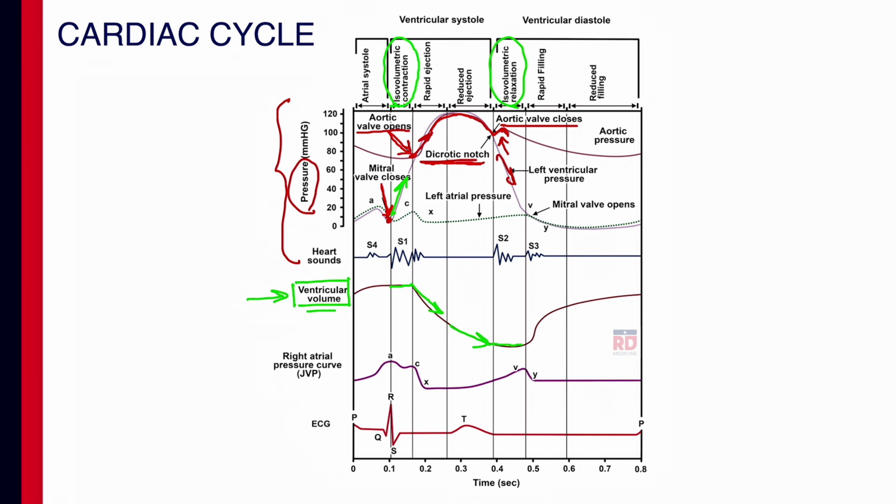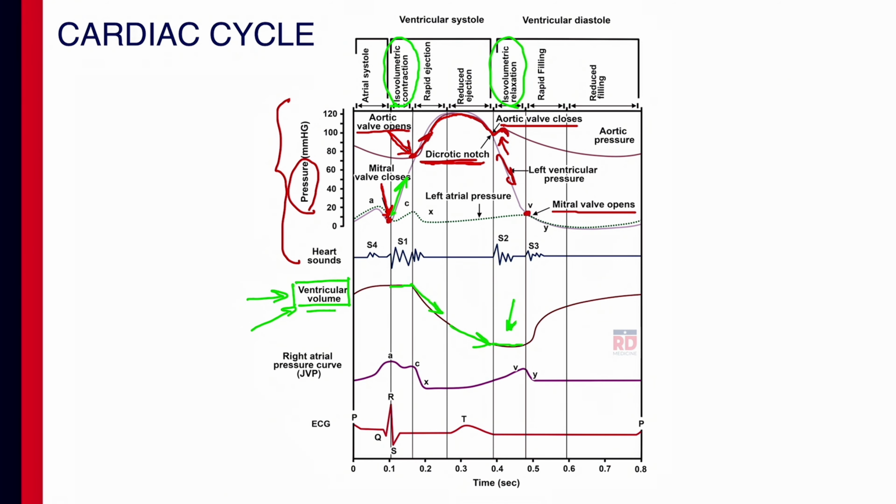Again, if you look at the volume curve here, there is another flat segment. Again, no volume change because both valves are shut. Then, when left ventricle pressure falls below left atrial pressure, the mitral valve opens and the ventricle starts to fill again. That begins diastole.